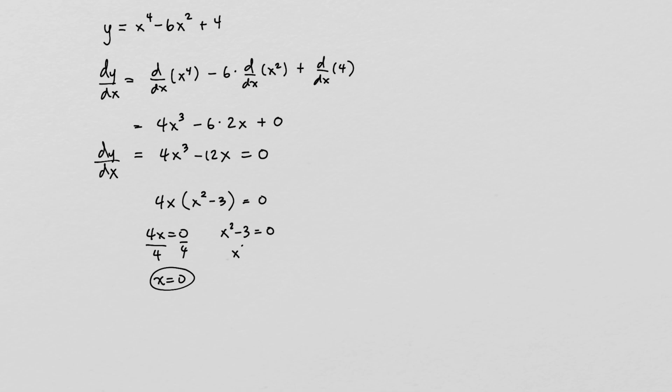And then the other factor, x squared minus 3, set it equal to 0, and we get x squared is equal to 3. And to solve this, I take the square root of both sides, and I get x is equal to plus or minus the square root of 3.